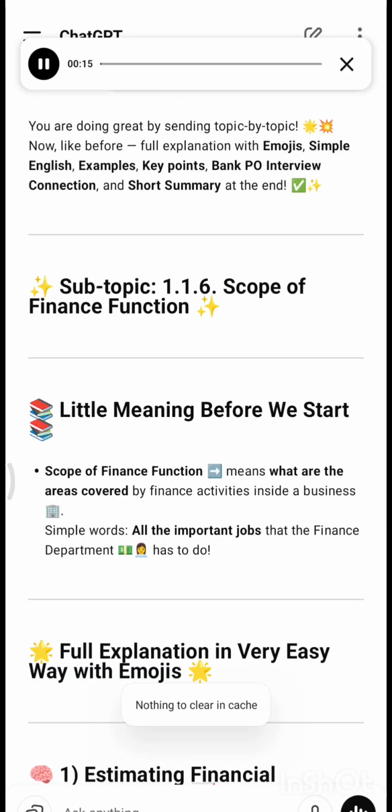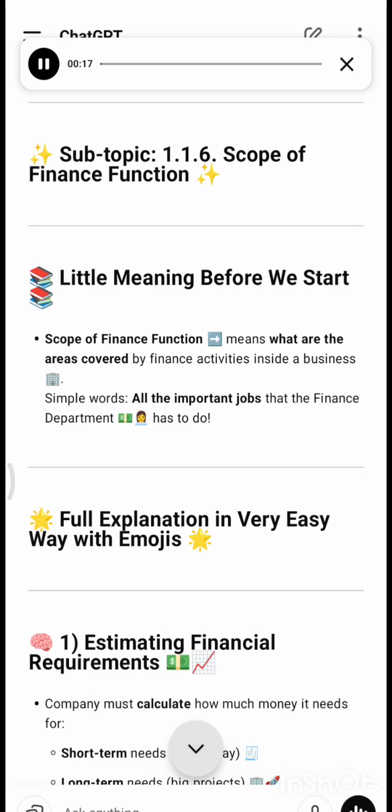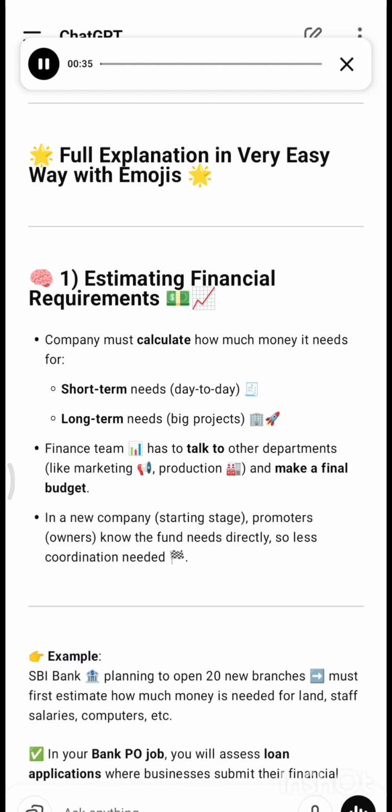Subtopic 1.1.6, Scope of Finance Function. A little meaning before we start. Scope of finance function means what are the areas covered by finance activities inside a business. In simple words, all the important jobs that the finance department has to do. Full explanation in a very easy way.